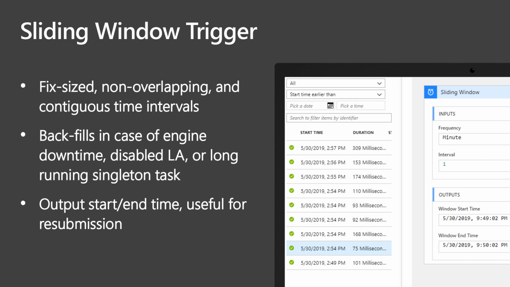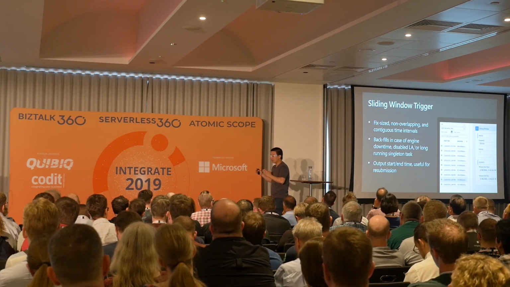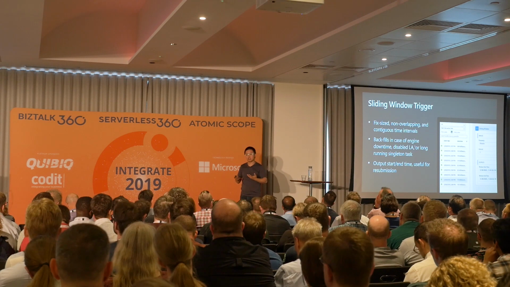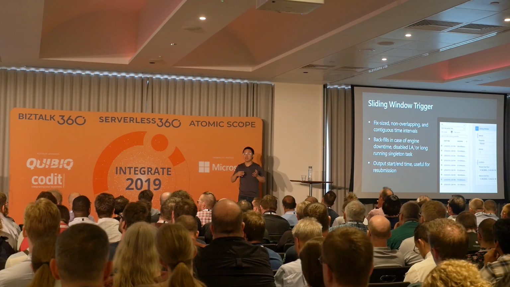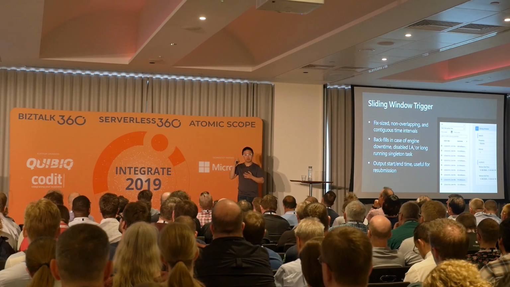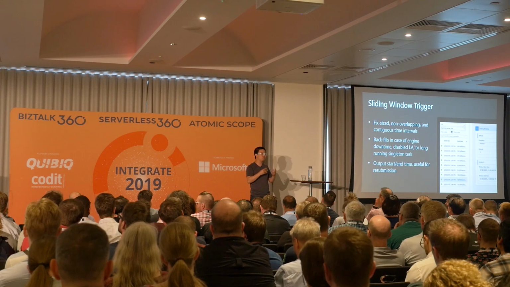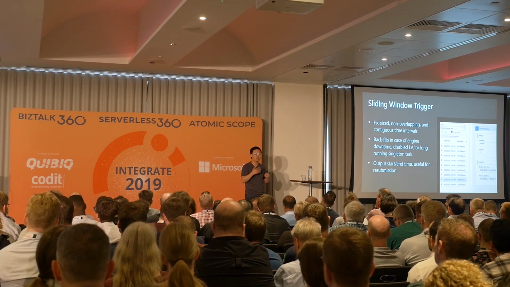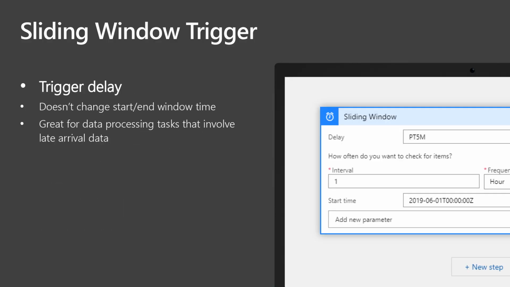And this is really important when you have to resubmit your logic app. Let's say I have a sliding window that runs every hour, and between 1 and 2, the data quality isn't good, so it wasn't able to run successfully. When I resubmit that trigger, because the trigger remembers the start and end time for that window, you don't have to do all these gymnastics to figure out, oh, for a resubmission, I have some other logic. It's done for you. So that's really convenient.